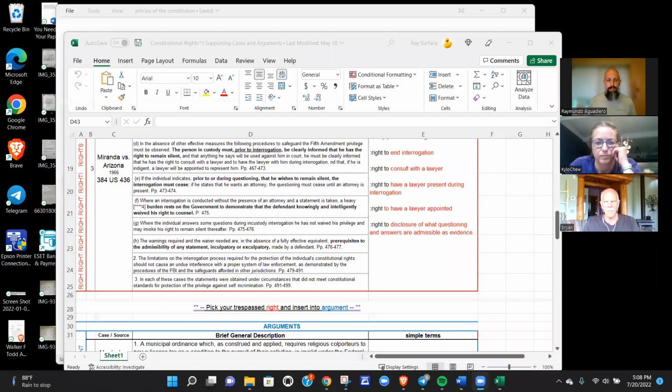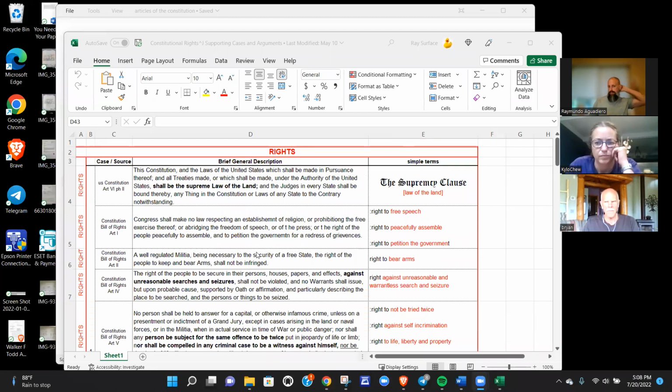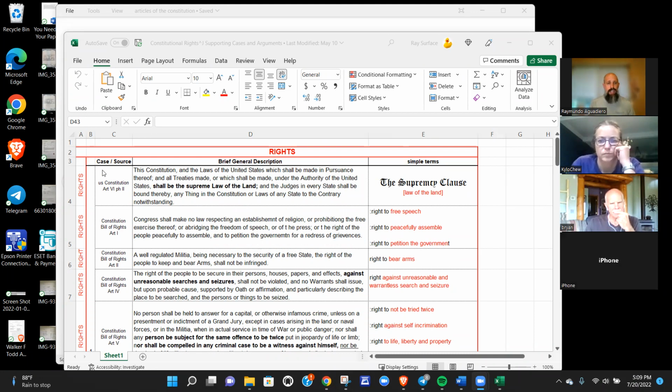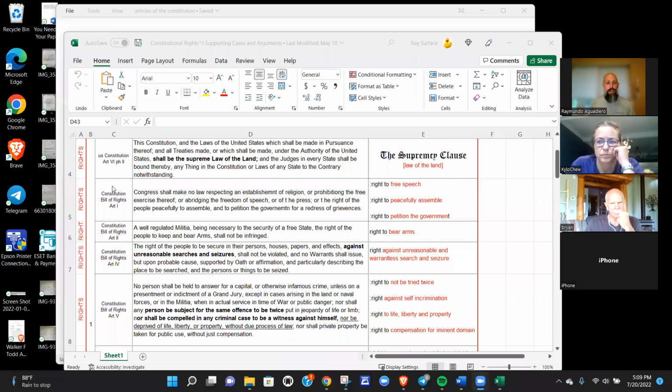Again, I'm not going to outline it too much, but here in the red box, I basically tried to highlight what your rights are, specifically outlined in the Constitution and Supreme Court cases that identify specific rights. On the left here, I have the case or the source, so that's where you can go look it up. I've copied a brief description in the middle.